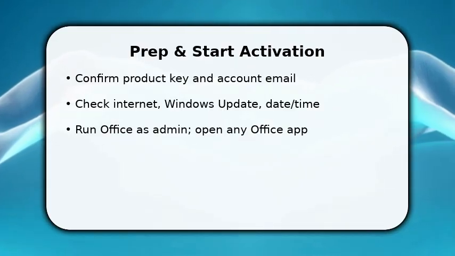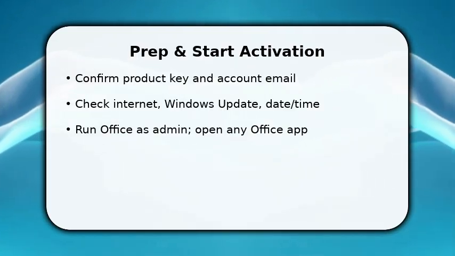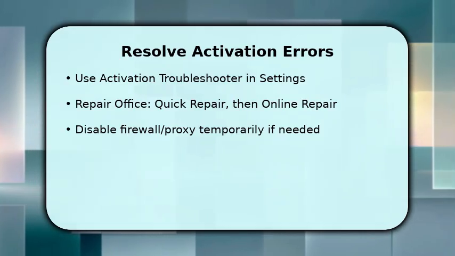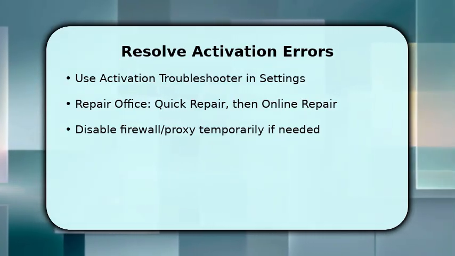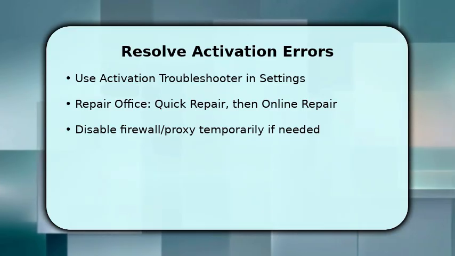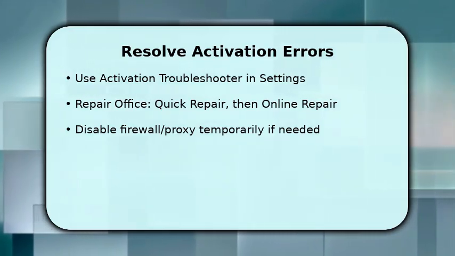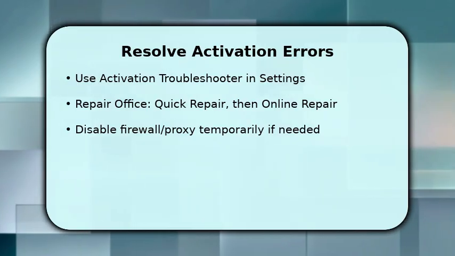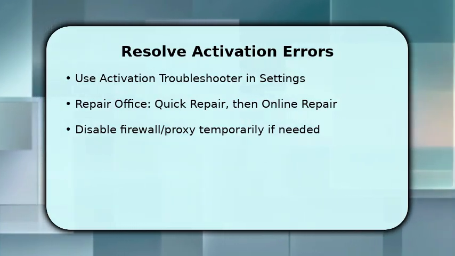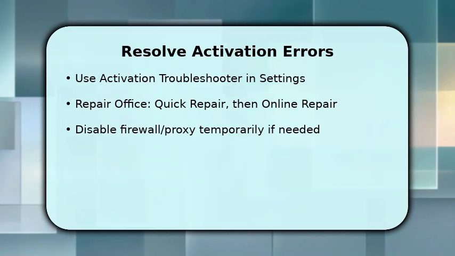If activation failed, you troubleshoot methodically. You should run the activation troubleshooter in Windows settings under Update and Security. It often corrects license state mismatches. Next, open Control Panel or Settings to repair Office. Try Quick Repair first, and if that fails, use Online Repair to re-register components.